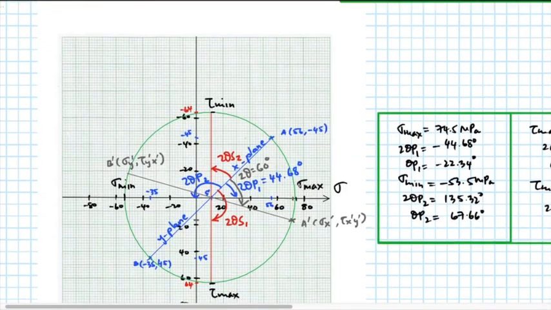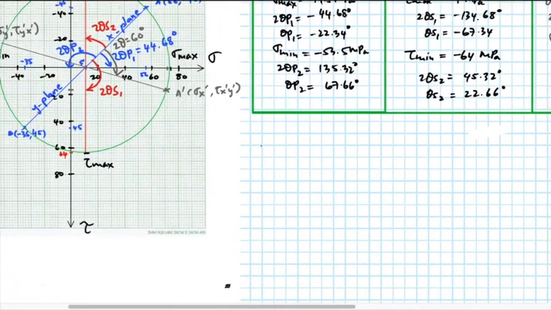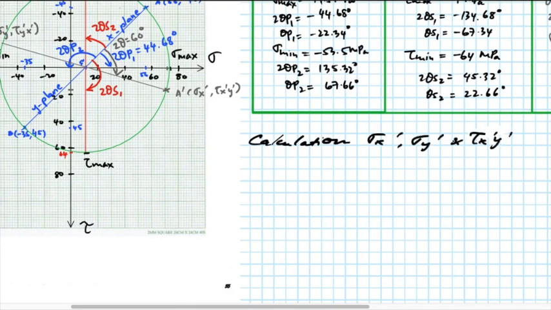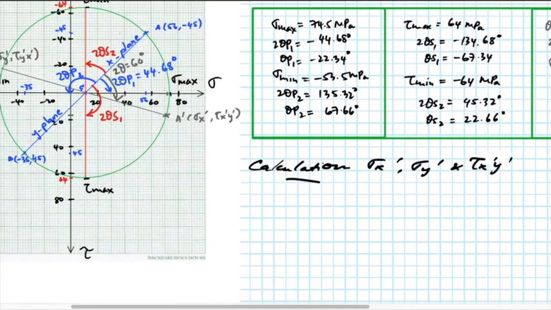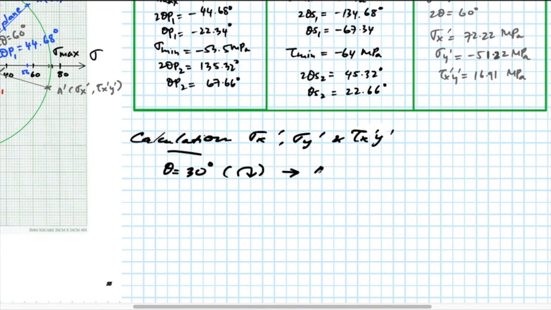Okay guys, here I will show you how I get sigma x prime, sigma y prime and tau x prime y prime from the Mohr circle by using trigonometry. Actually, you can get the answer directly from the graph. Given that theta is 30 degrees clockwise, for the Mohr circle it must be 60 degrees.